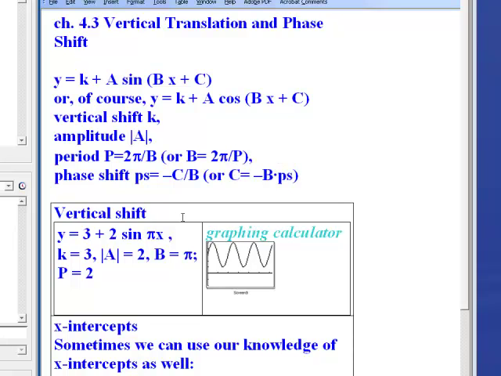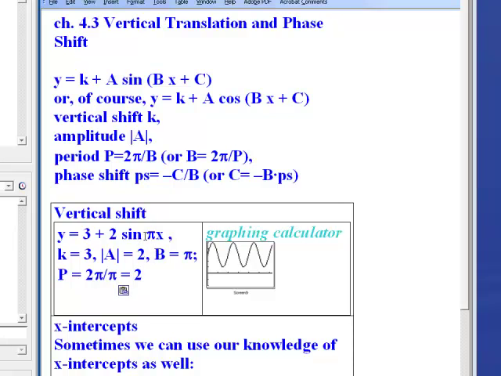Let's do a few examples, and what I'm going to have here is y equals 3 plus 2 sine pi x. Let's see what happens. K, of course, is the vertical shift at 3. The amplitude is 2. It's not being reflected, so it's a normal sine. The coefficient b is pi, and then the period is calculated as 2 pi over b, with b being pi. And that, of course, comes out to 2.